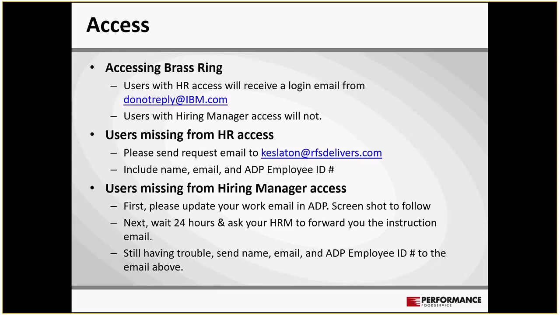If you are someone who should have HR access, so you're an HR manager or maybe a support person in the division that helps with hiring, someone who needs to be able to edit certain things in the candidate flow, and you are not able to access, you've not received that email, please go ahead and send that request to me. My email is there. You would include your name, as it is in ADP, your email, and your ADP employee ID number. Those three things, and I can get that submitted for granting you HR access.